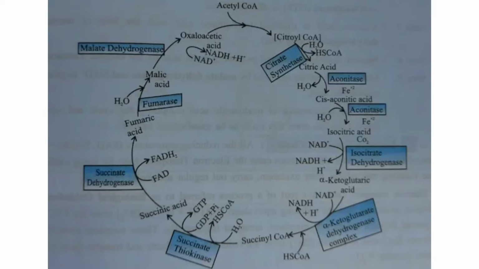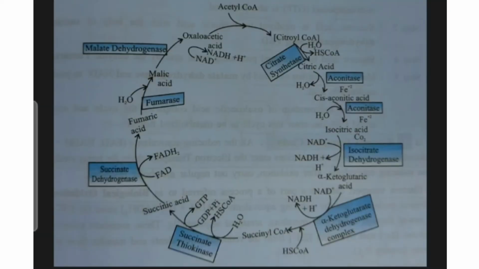To proceed in the further procedures, there are 9 steps that I told you, and the cycle looks like this. Now we are going to discuss the steps that are happening here. Step number 1: after activation of the pyruvic acid, the acetyl CoA that is formed is condensed with oxaloacetic acid, and it actually forms citric acid. The first stable compound of the Krebs cycle is called citric acid.